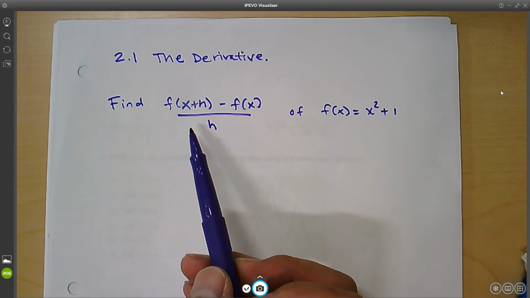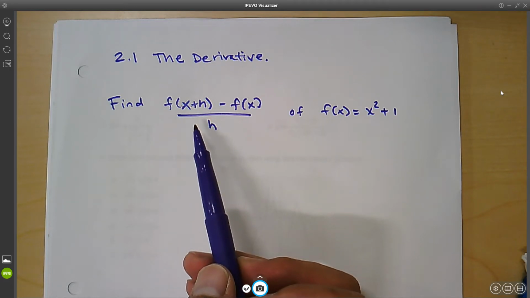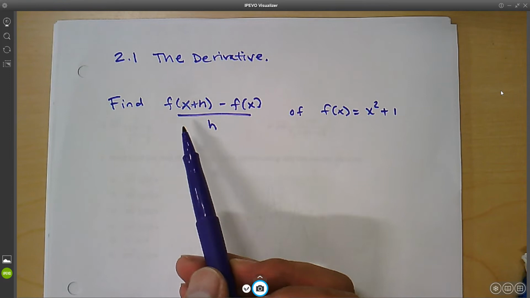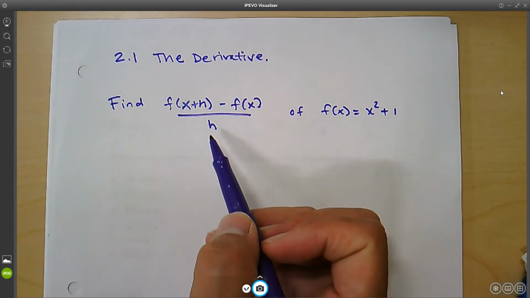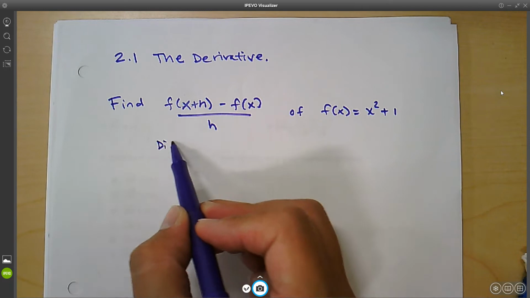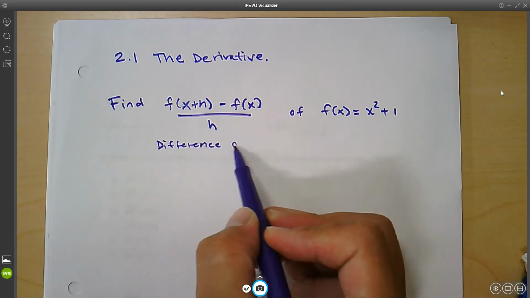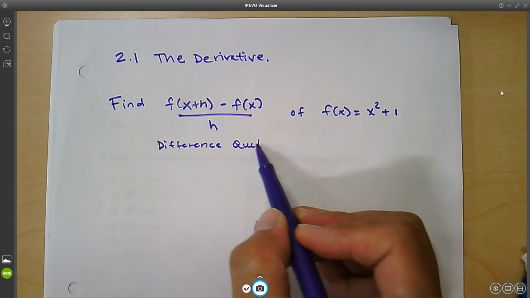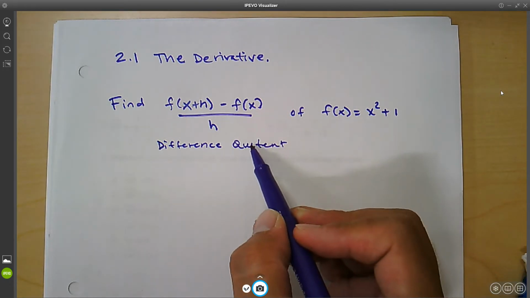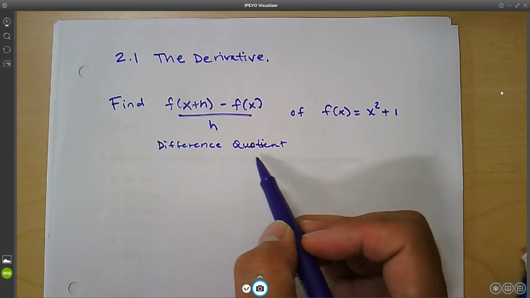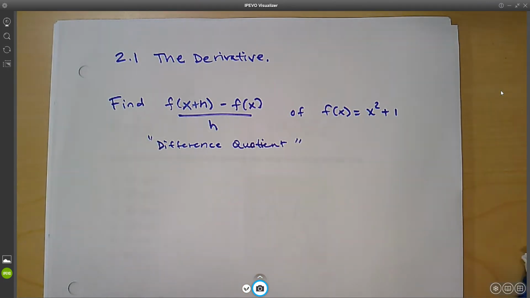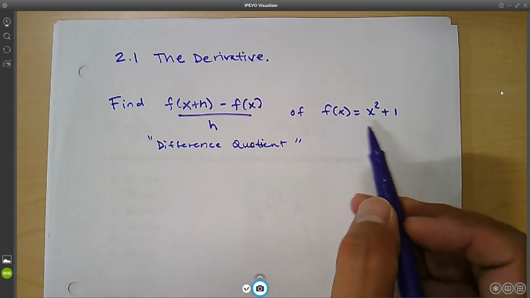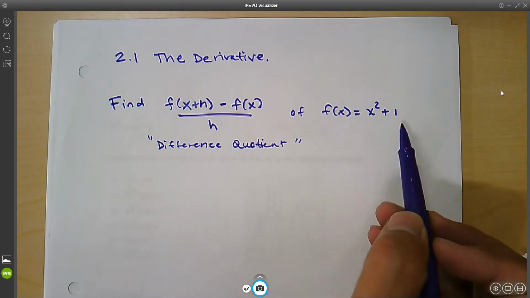How many of you have seen this before? How many of you remember the name? Okay, that's okay, as long as you've seen it and know how to work with this. The difference quotient. You remember that name now? Okay, so this is our difference quotient, and it just says find the difference quotient of this.